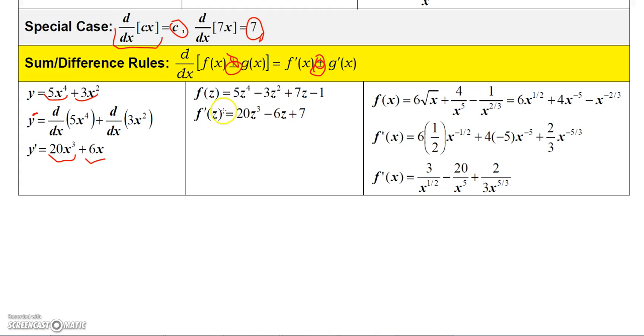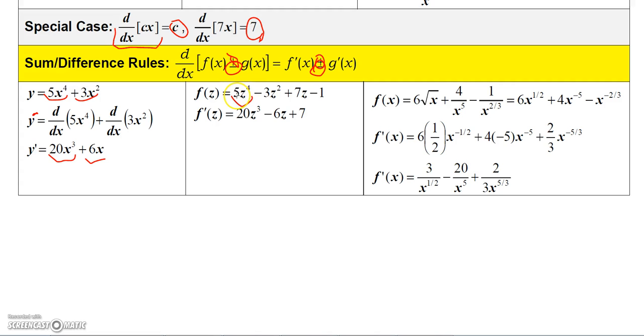Okay? Now on these next two, I'm not going to do this little fixing to notion here. I'm just going to go ahead and calculate the derivatives as I go. Here I'm going to use z as my independent variable. So I have f of z equals 5z to the 4th minus 3z squared plus 7z minus 1. Now, I need to take the derivative of this term by term.